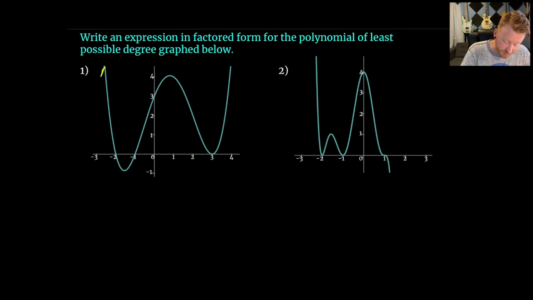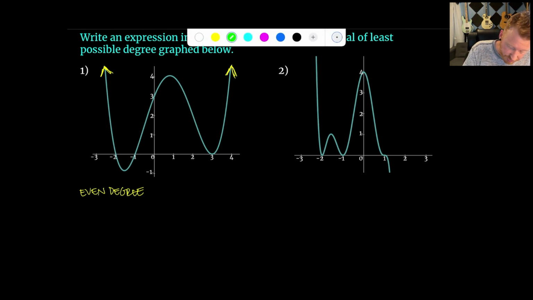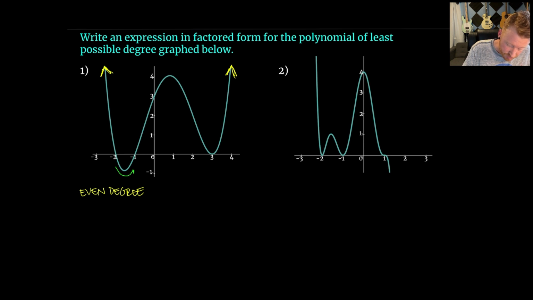So the first thing I notice is the end behavior. As it's heading in both directions, we're heading to positive infinity, which tells me that this must be some sort of even degree. Now I could also use the number of turning points to figure out what the least degree must be here. Since there are 1, 2, 3 turning points, the least degree is going to be 4.